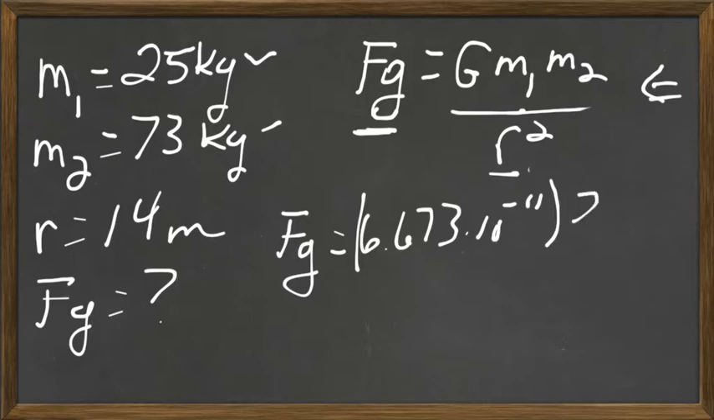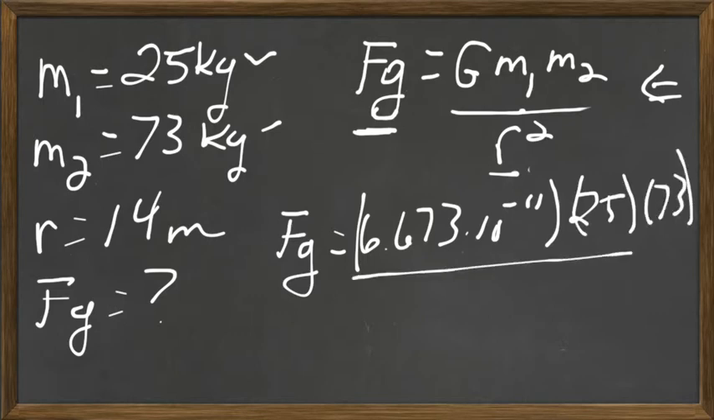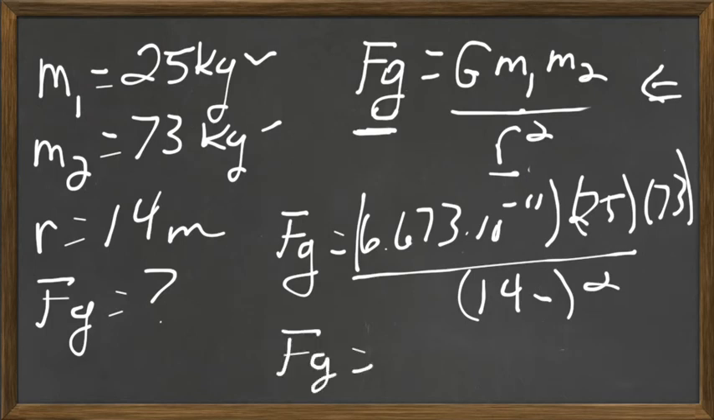The mass of one object, 25 kilograms, times the mass of the other, 73. My distance, 14 meters, and square him. And when I solve, my force of gravity turns out to be, let's see, what did I find? 6.2 times 10 to the minus 10 newtons. Just because it's gravity doesn't mean he's not measured in newtons.